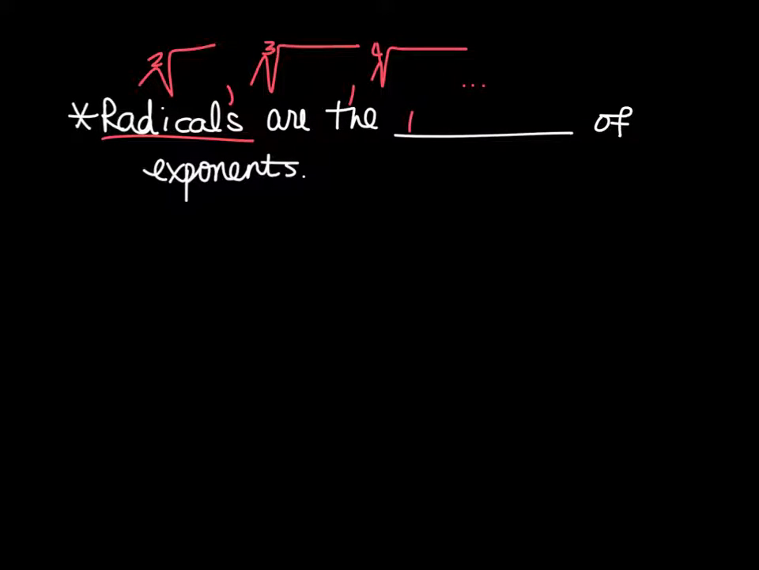Radicals are the inverse of exponents. So what that means is radicals and exponents are opposite of one another. The same way that you undo addition with subtraction, those are opposites. Multiplication and division are opposites. Exponents and radicals are also opposite operations. They're inverse operations. So to simplify radicals, that's what we're going to talk about next, is simplifying radicals.